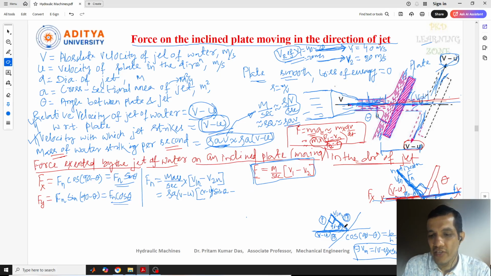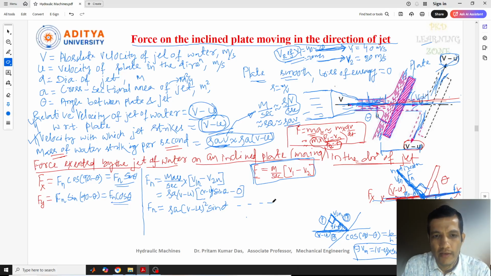What about the value of v2n? v2n is nothing but after striking the jet, what is the final velocity? This is initial velocity before striking, and this is the final velocity after striking. So final velocity after striking, the velocity at this point will be 0. So here what we are getting, Fn equal to rho a (v minus u), and we got here, (v minus u) square into sine theta. Remaining part is 0, so no need to write.